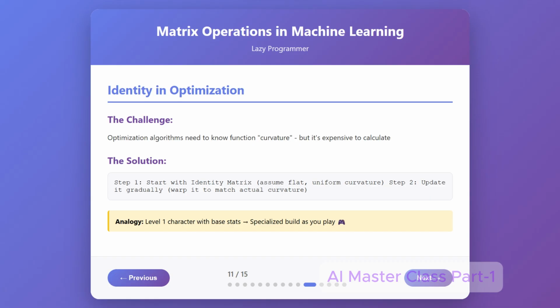It is like starting a game with a level 1 character. You have no specializations or stats yet, but as you play, you transform those base stats into specialized builds.